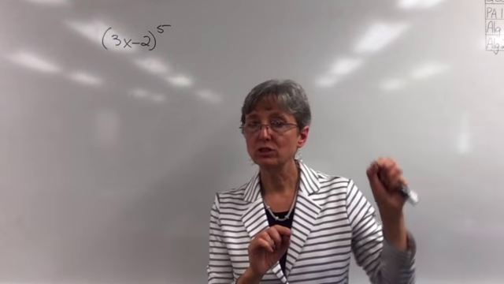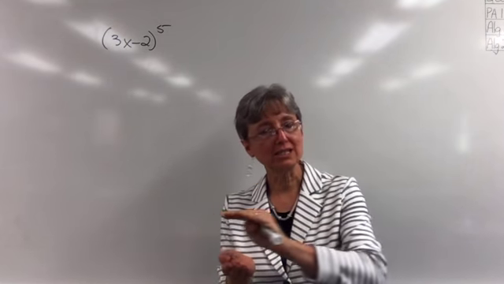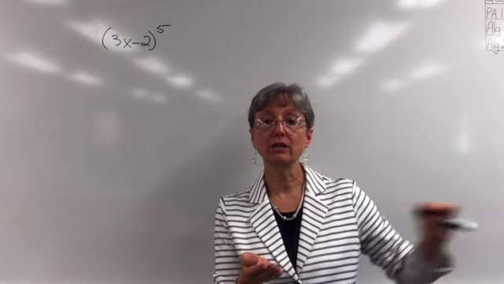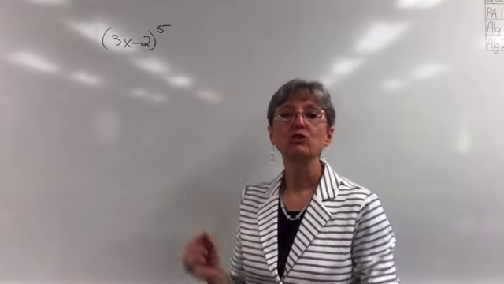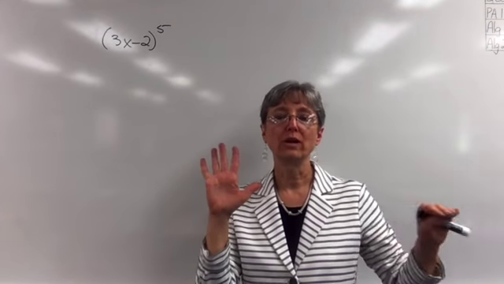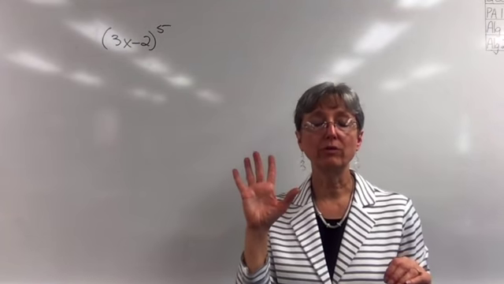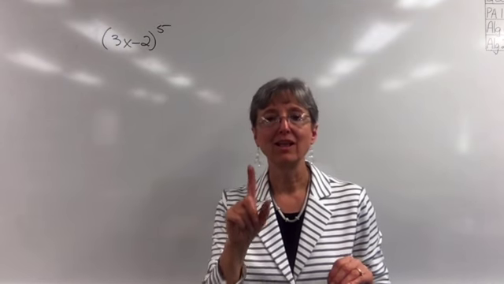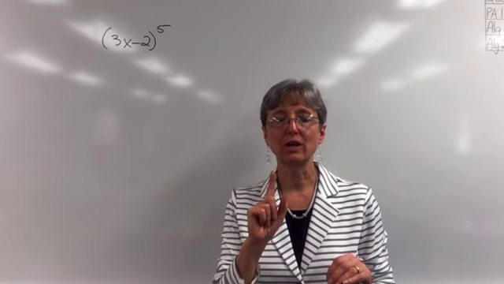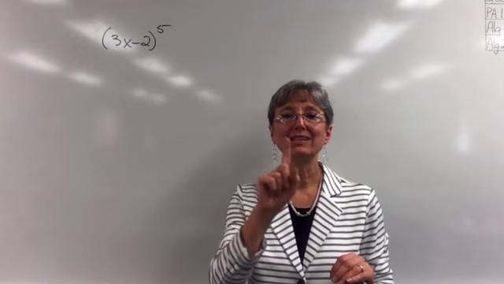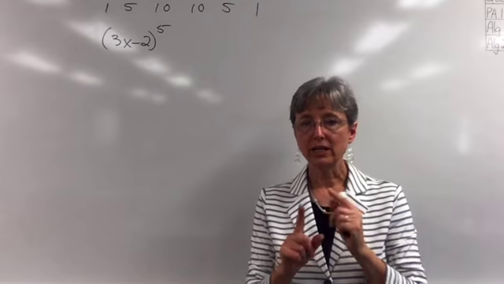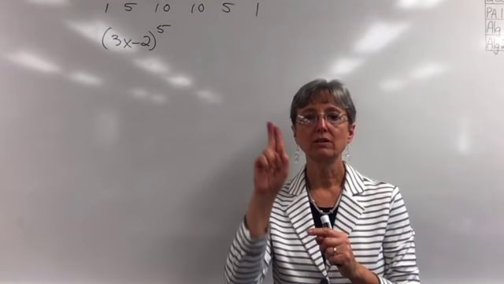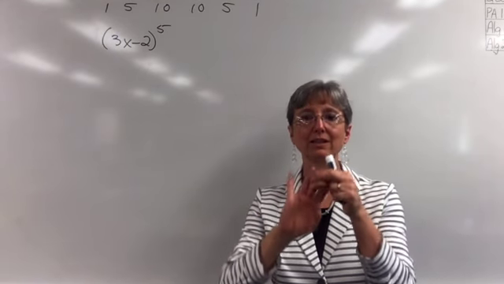The last time it was to the power of 6, so we used the 6th row in Pascal's triangle for our coefficients. This one's to the power of 5, so we're going to use the 5th row of Pascal's triangle for our coefficients. So let's start there. The 5th row of Pascal's triangle is 1, 5, 10, 10, 5, 1. All right, so each step, first the coefficient, then the first term, then the second term.